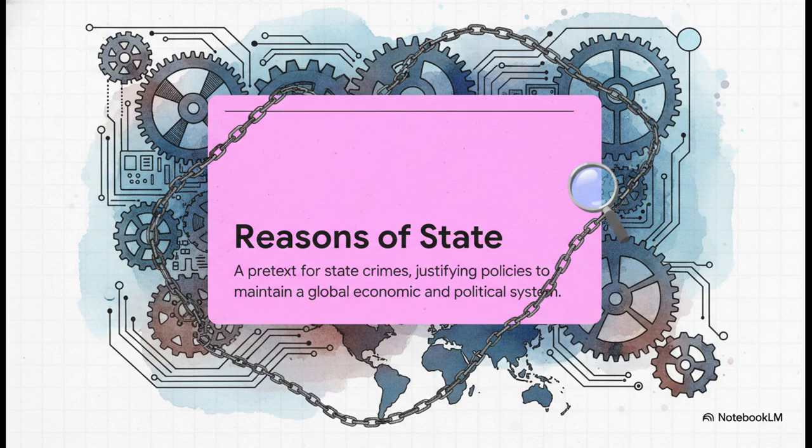So what's the core system this book reveals? It's this idea right here, reasons of state. Now, this isn't just a simple excuse. It's a whole logic, a framework that makes actions that would otherwise seem totally indefensible sound rational. You could almost think of it as the underlying operating system for state power. In this explainer, we're going to map out exactly how that system is wired, according to Chomsky's analysis.